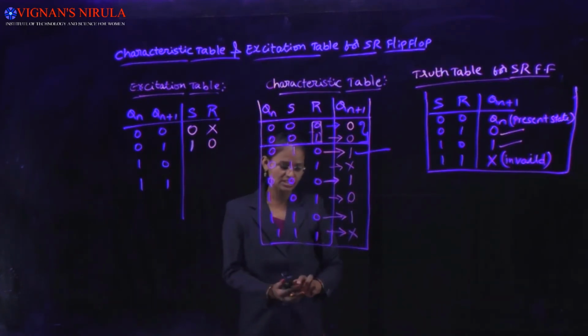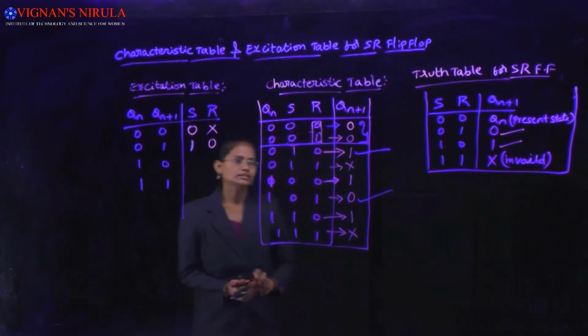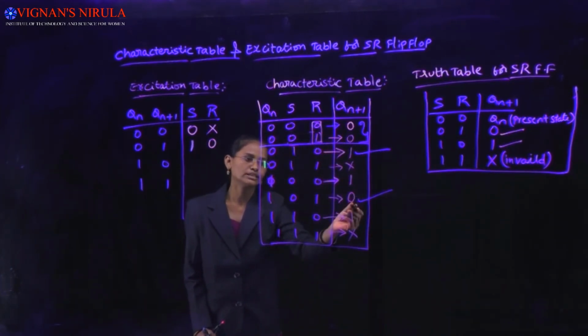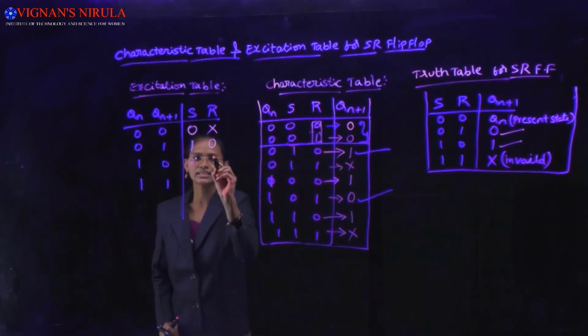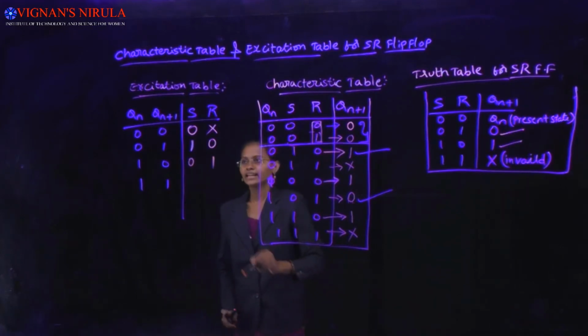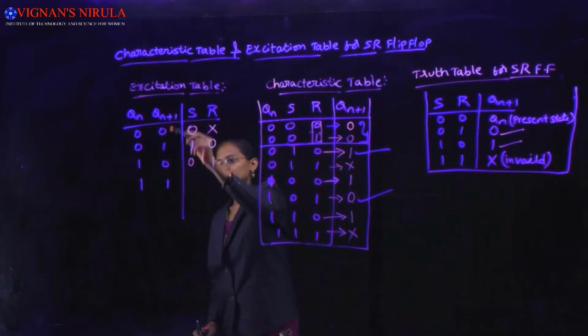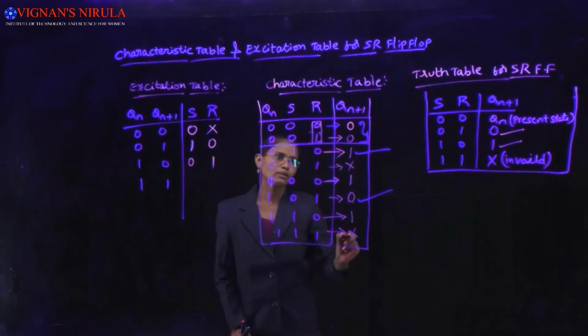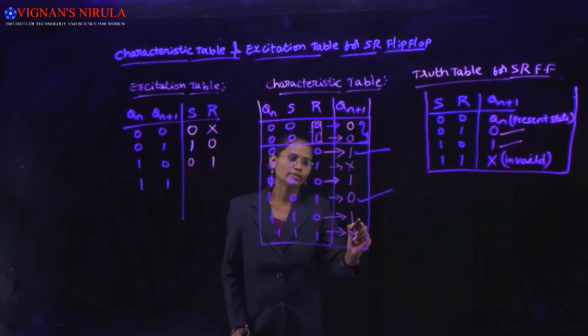Okay, observe this state. Qn is 1 and Qn plus 1 is 0. In that case, S is 0 and reset is 1. And next, Qn is 1 and Qn plus 1 is also 1.